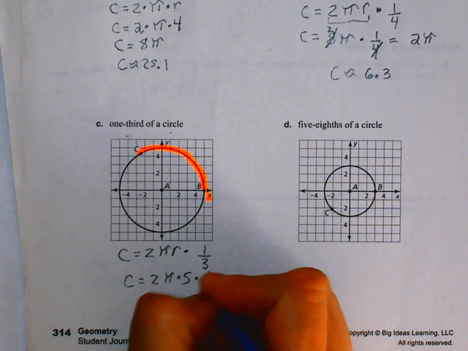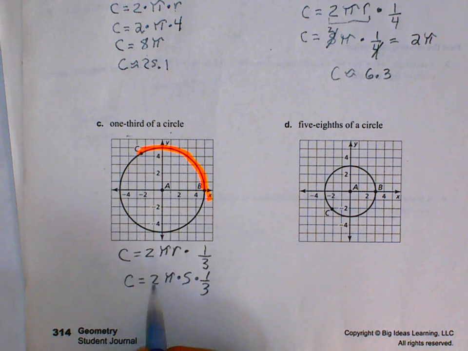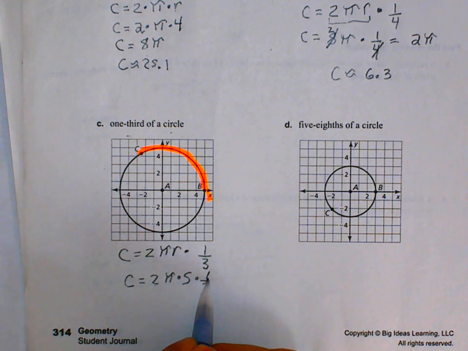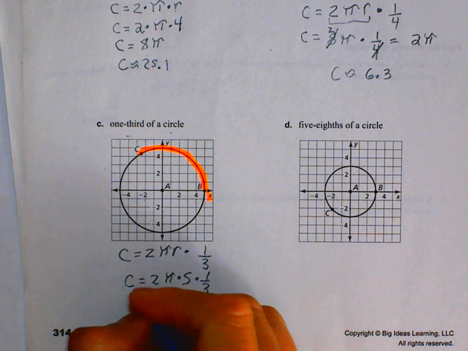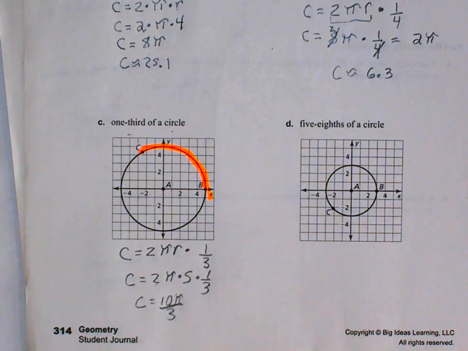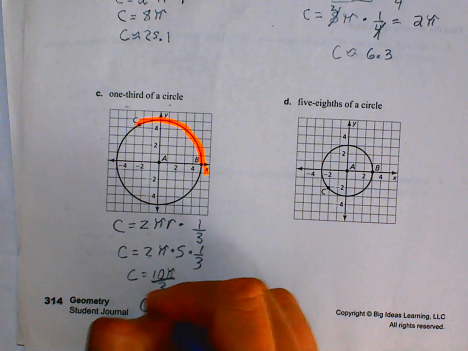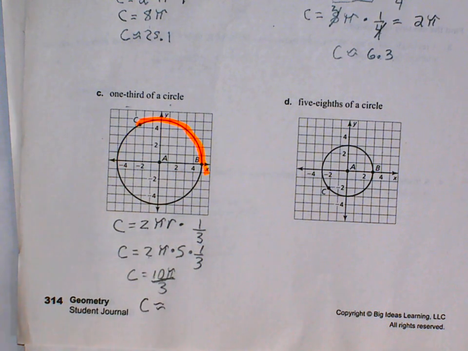I'm going to leave my answer in terms of pi at the end, and then I'm going to put it in the calculator. 2 times 5 times 1, that's 10 over 3. My exact answer would be 10 pi over 3. If they want the exact answer, that would be your answer. If they want a decimal approximation, then you would have to put it in the calculator.